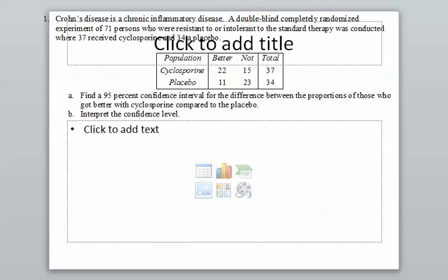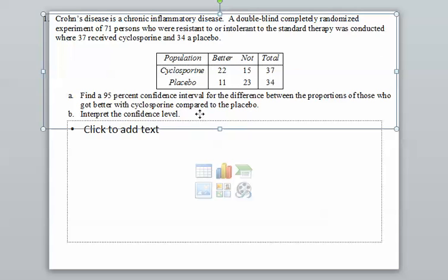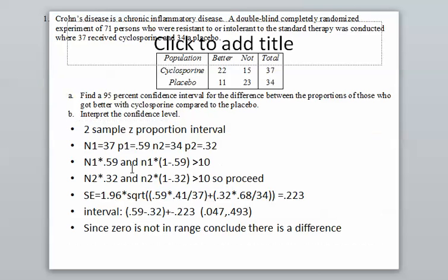Okay, next thing. Crohn's disease is a chronic inflammatory disease. A couple of blind, completely randomized experiments of 71 persons who were resistant to or intolerant to the standard therapy was conducted. There were 37 who received cyclosporine and 34 a placebo. Okay? So here's the results here in this table. It says find a 95% confidence interval for the difference between the proportions of those who got better with the cyclosporine compared to the placebo, and interpret the confidence level.